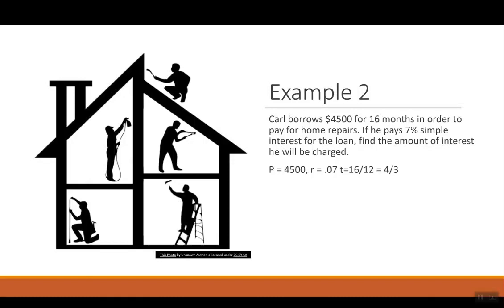Once again, we have time given in months, so we want to change that over to years. So 16 over 12 can be reduced to 4 over 3. You do not have to reduce it if you don't want to. When you put it in your calculator, it will come out with the same answer either way, so it's totally optional. You decide what you want to do. So here's what I put in. To figure out the interest, I have my $4,500 times 0.07 times 4 over 3, and that gives $420 that will be paid in interest for this loan.